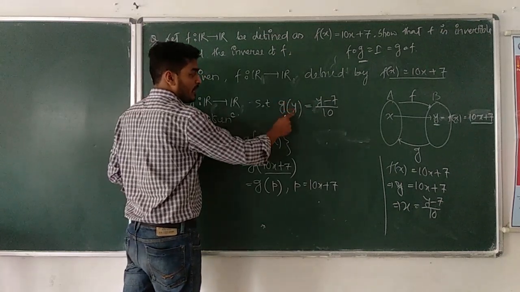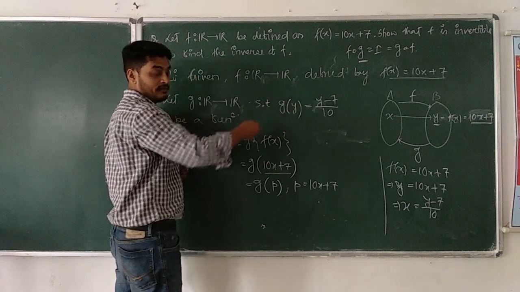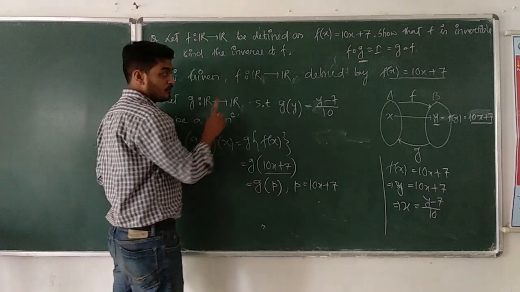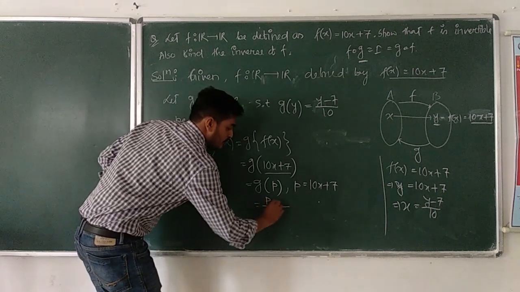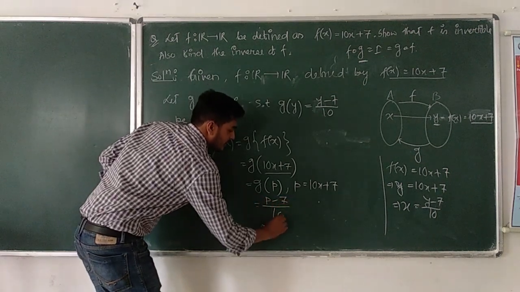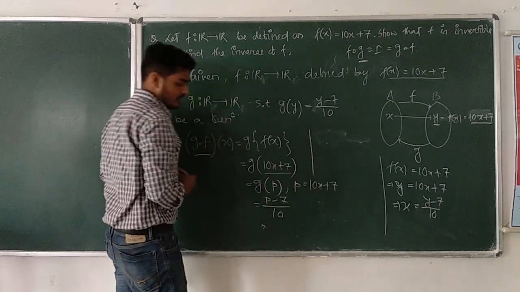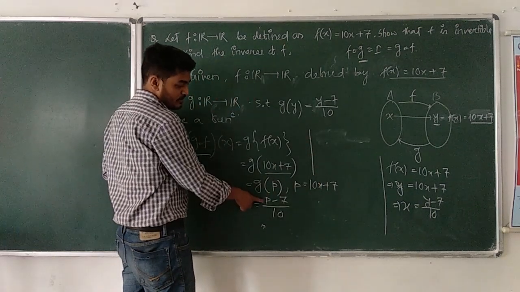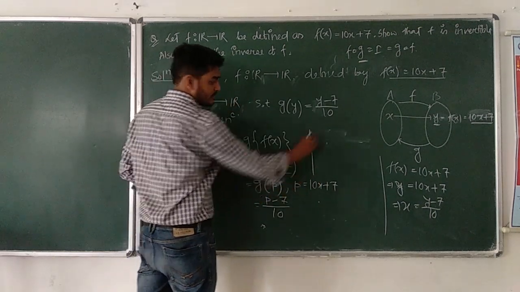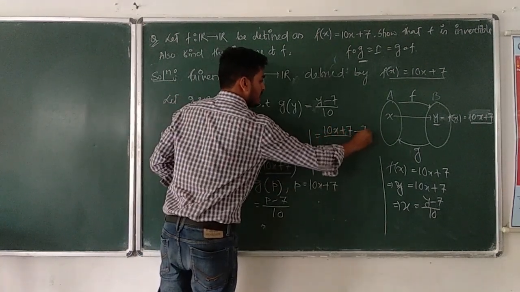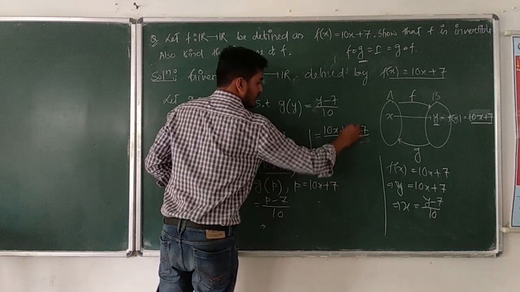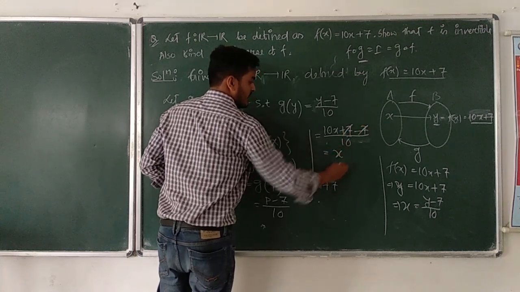wherever y is there, you write p. You have to find out z of p. So p minus 7 by 10, correct? Okay, now I am going to simplify. What is the value of p here? P means 10x plus 7. This one is (10x plus 7 minus 7) by 10. Plus 7 minus 7 cancel. What is the answer? x.